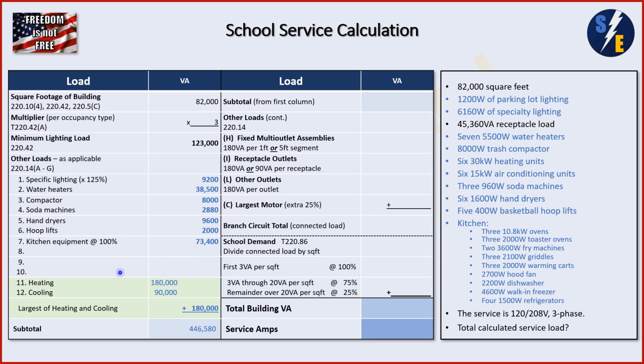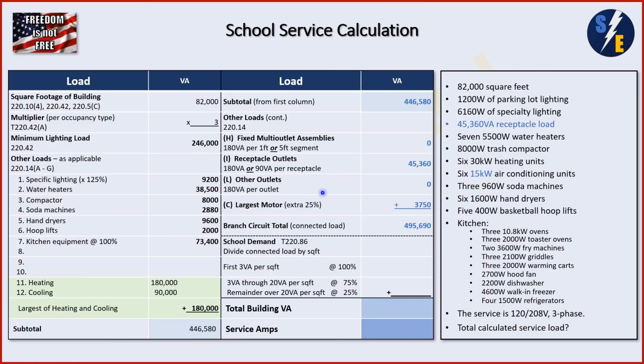Okay, next we have our heating and cooling, which I've shaded in green here because it's the only one where we don't just take the nameplate rating and add it in. We have to compare the two, heating and cooling. We have 6 30 kW heating units and 6 15 kW air conditioners. That comes out to 180,000 for the heating and 90,000 for the cooling. Comparing the two, we take the heating, of course, it's the larger, 180,000. We're just going to add all these bold numbers up together. We get a subtotal of 446,580 VA. And that does it for the first column.